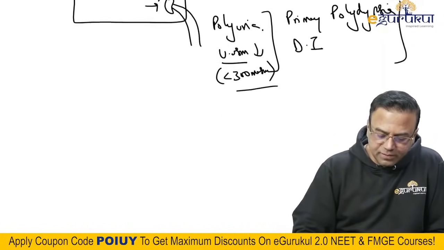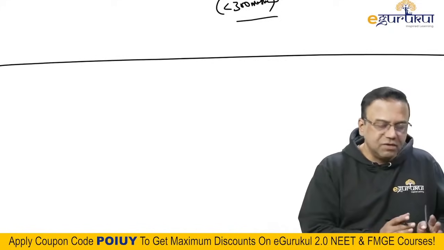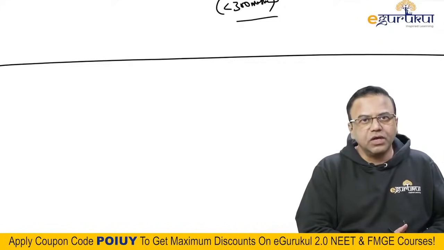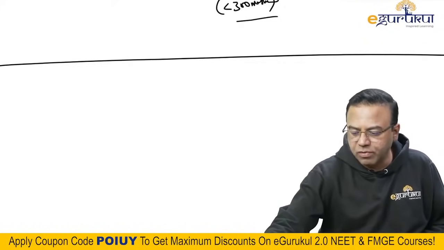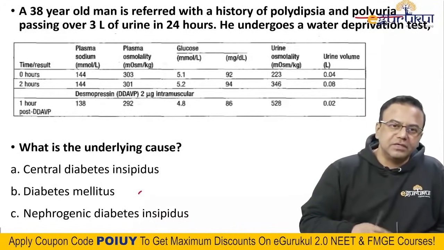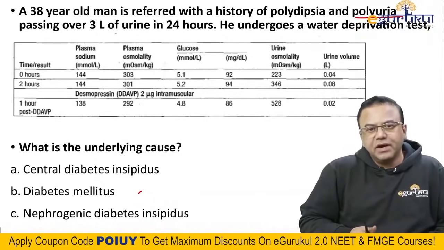Now in this question, we have got some values. They're giving you the urine output and the plasma sodium. I'll show you the question. You can take a look at it, and then I'll start discussing. Try it out first, and then I'll tell you the answer.